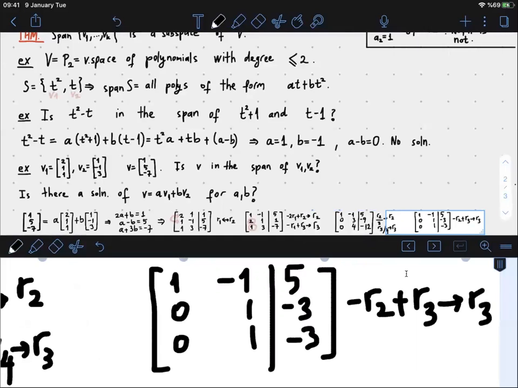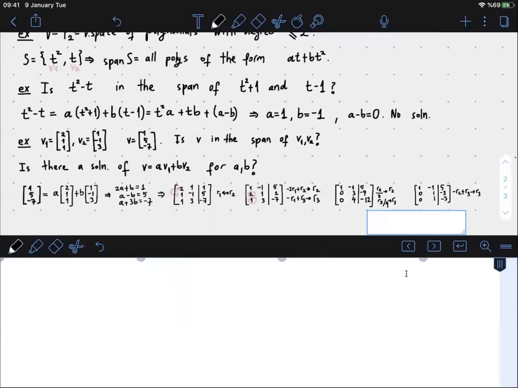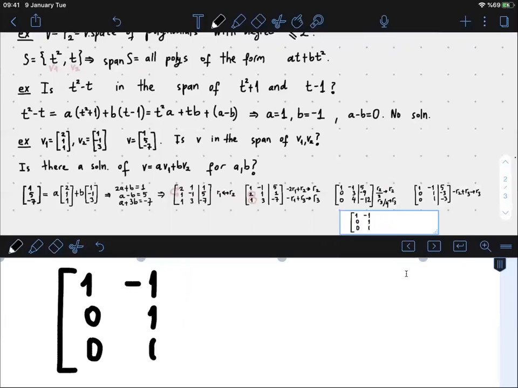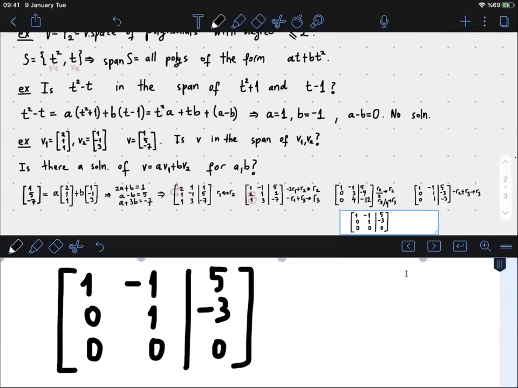If I do this, what do I get? Let me write it here. I get 1, 0, 0, minus 1, 1, 0, 5, minus 3, and 0. Now what this means is this system always has a solution. At this point, we can really stop because this last line says 0a plus 0b equals 0, which is always true. And from the second equation, I can solve this for b.